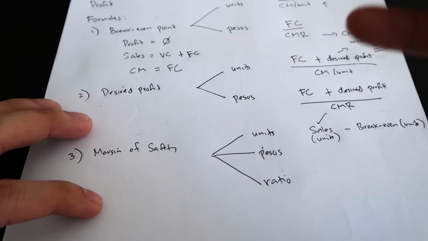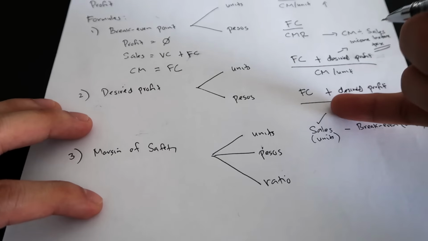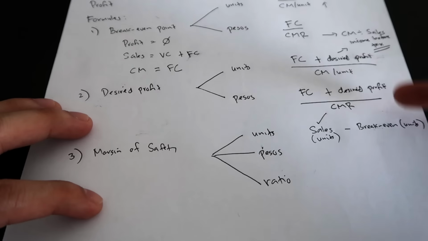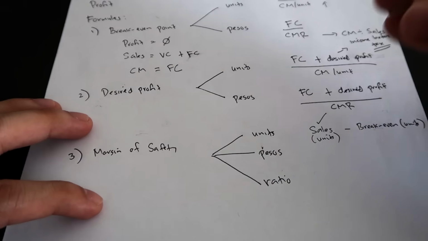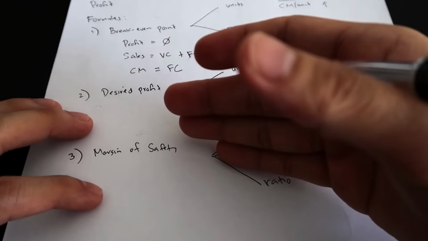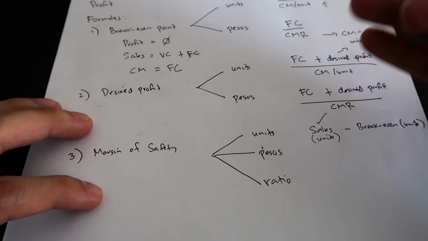As you can see, if mas mataas yung margin of safety natin, the better, because it means mas mataas yung actual sales natin compared to our break-even sales. It means also that our profit is higher. Okay, so the higher the margin of safety, then the better to our income statement, to our profit.